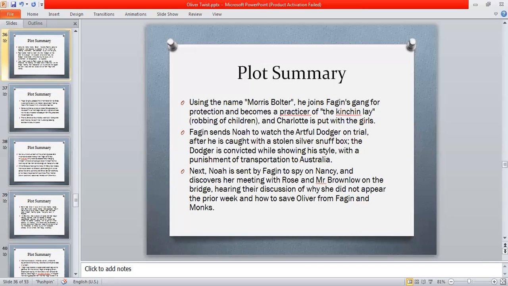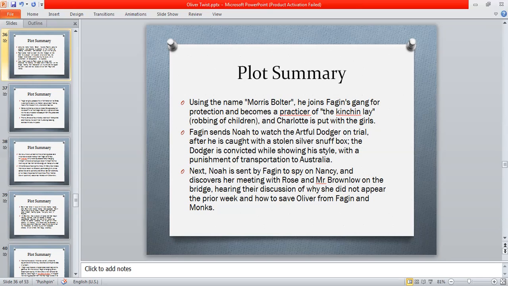Fagin sends Noah to watch the Artful Dodger on trial after he is caught with a stolen silver snuff box. The Dodger is convicted, showing his style, with a punishment of transportation to Australia. He will leave his country and will be deported to Australia.